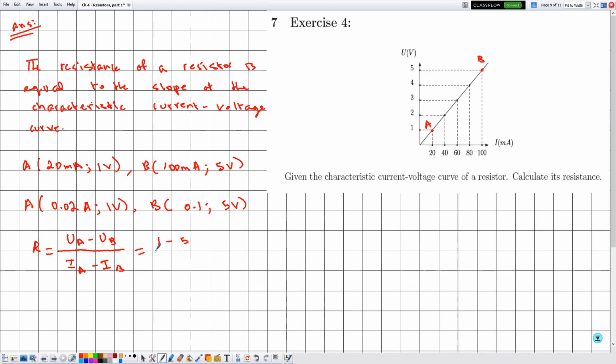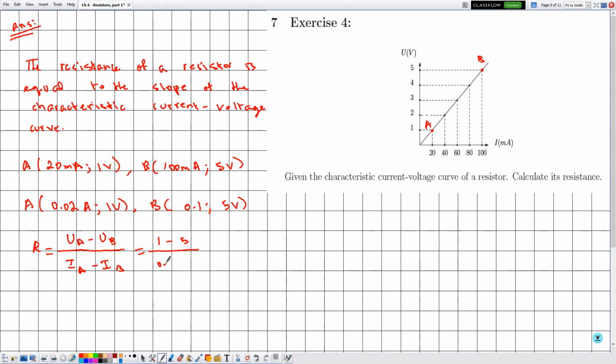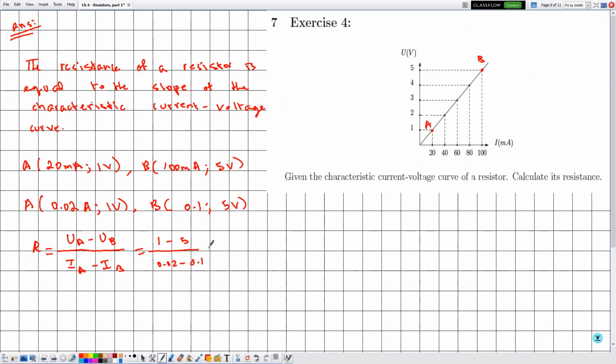So R is given by the current of point A, 0.02, minus the current of point B, which is 0.1. This will give us minus 4 divided by minus 0.08. Minus goes out with minus. This will give us 4 divided by 0.08. Plugging this on the calculator will give us 50, since everything is in the SI and the unit of R is given by ohms. So the value of the resistance of the resistor R is given by 50 ohms.